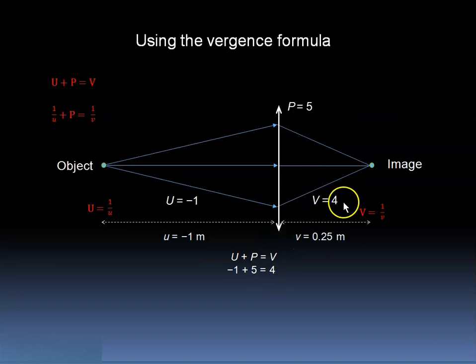Because we know that the big V is equal to 1 over small v, the distance here, small v, has to be 1 over 4. So we now know that the image point will be 0.25 meter away from this lens. Note that this lens has converging power, more than enough to overcome the divergence. In fact, much more, because the minus 1 became plus 4.